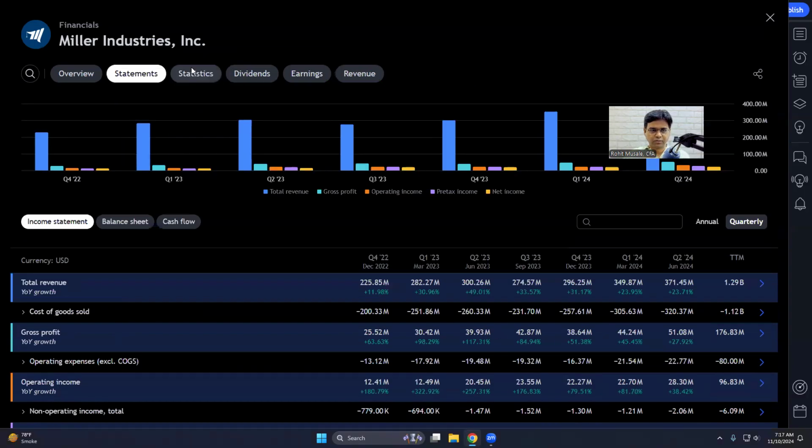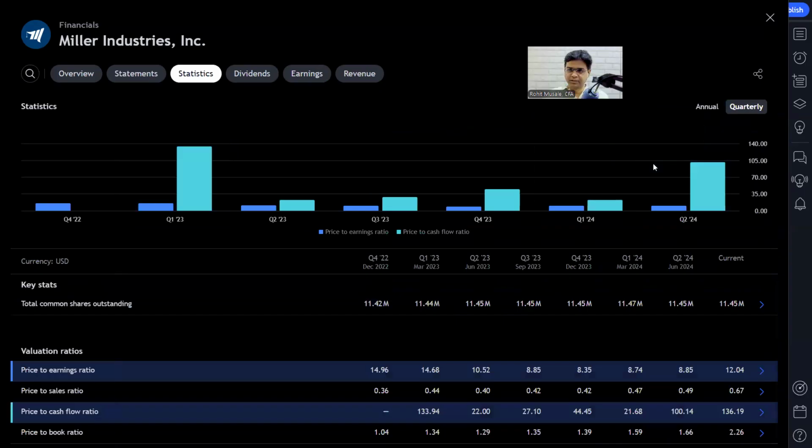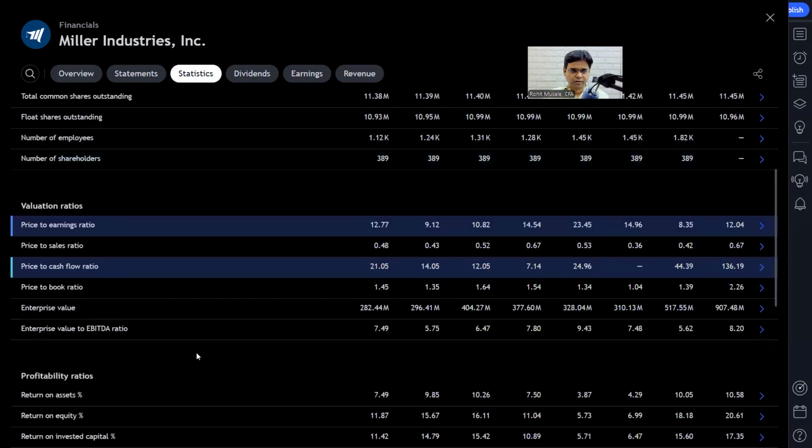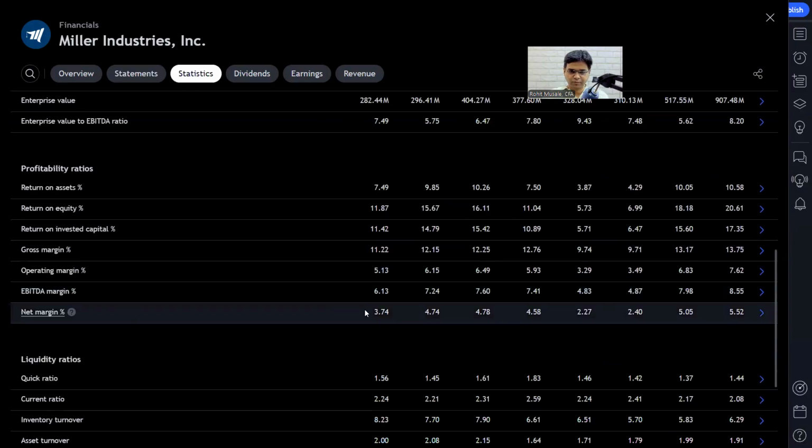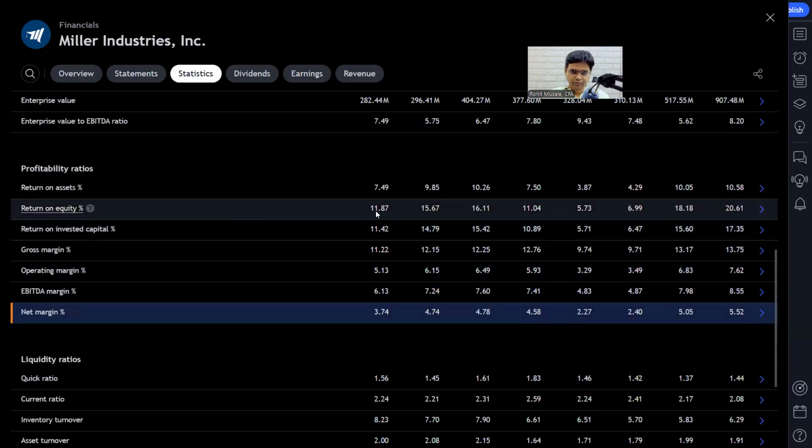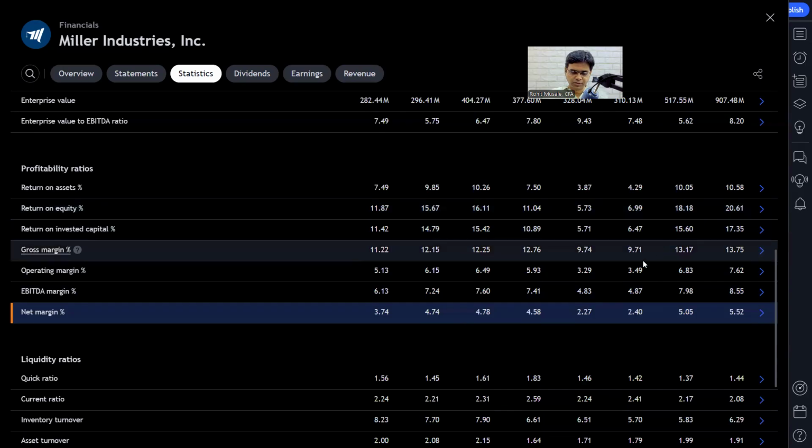What about margins? So I go to statistics, I click on annual. Let us look at margin: net margin has gone from 3.74 to 5.52. So the margin has also expanded. What about return on equity? Gone from 11.87 to 20, so almost doubled. So the margin is expanding. There is double-digit sales growth quarterly. There is double-digit earnings growth quarterly. Return on equity is more than 17%. What else do we want? That's a very strong stock fundamentally.